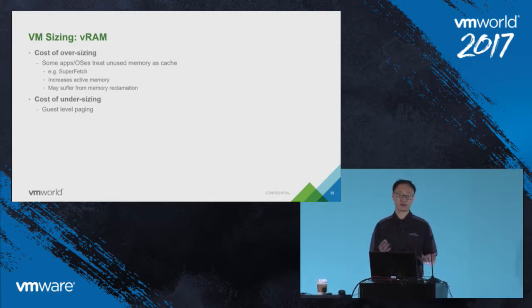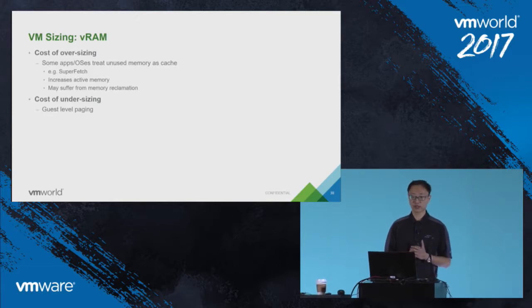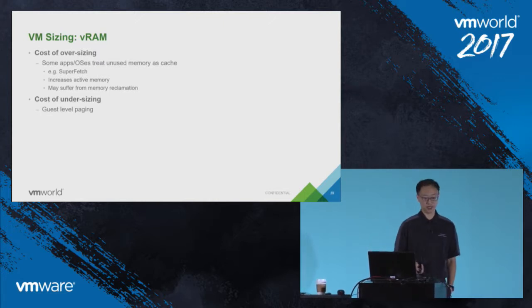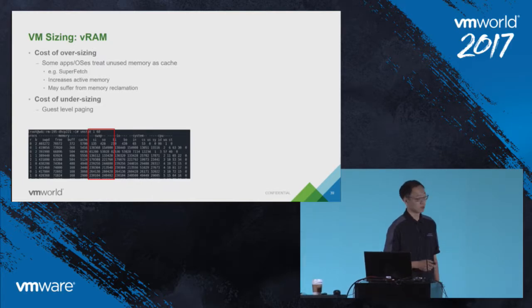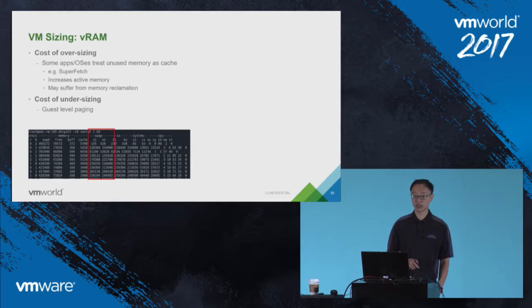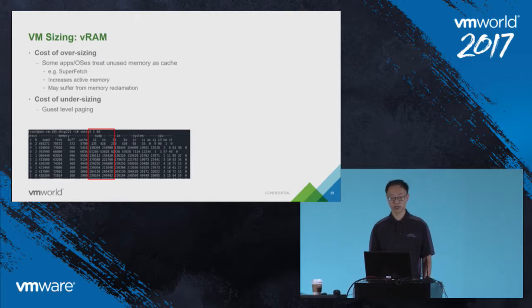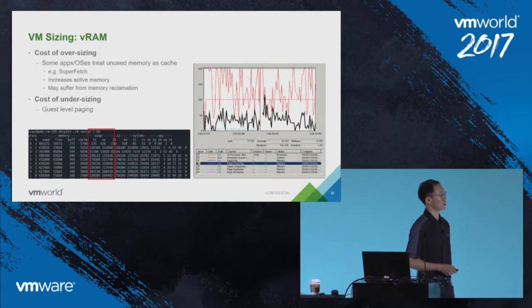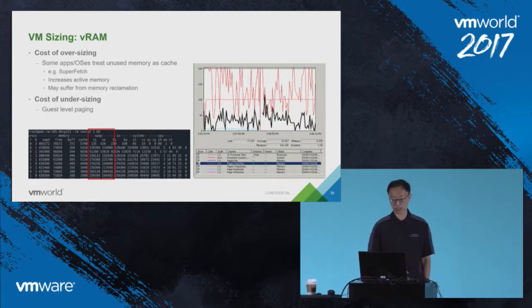But again, everything has two sides, right? The cost of undersizing VMs in terms of virtual memory is that you might have guest level paging. Guest level paging is when you swap in the guest. What should we check? We should check the swap stats in the guest so that we make sure there is no such thing as guest level swapping. And this is sort of the guest level swapping stats.